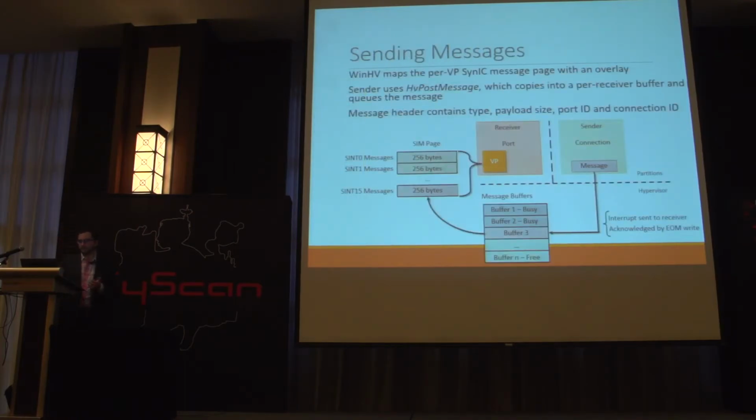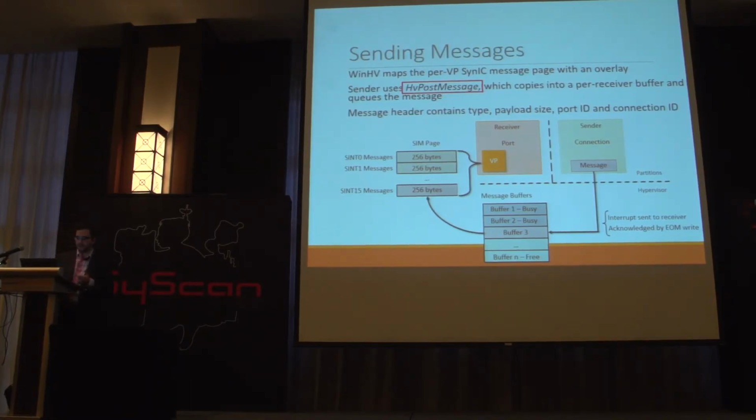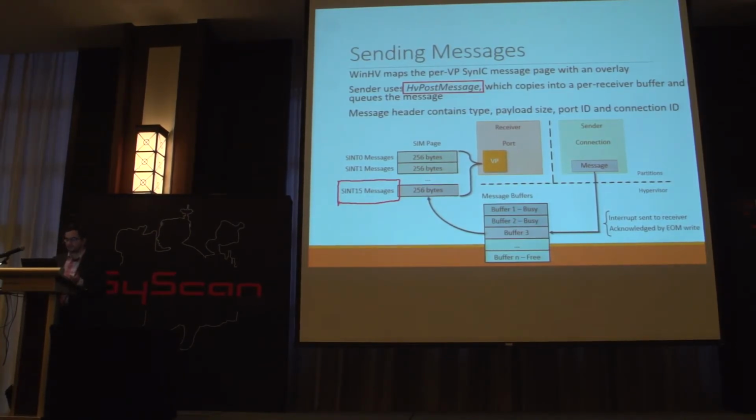With messages, you have a 256-byte message that you can send, or smaller. So you use HvPostMessage to do that, and here you're passing in, again, the connection ID, and you pass in the payload size, and you pass in the buffer that you want to send. If you try to pass in more than 256 bytes, it's not going to work. So this goes in the interrupt message page, and the virtual processor, again, gets an interrupt at this point.